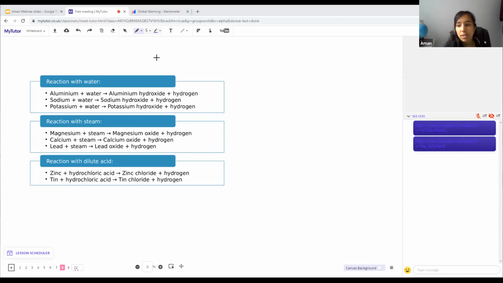So first of all, we started by watching reactions with water. And as I said, when we react our metals with water, a hydroxide is produced. So we had aluminium reacting with water, which produces aluminium hydroxide. So if we wrote out that reaction, we would have aluminium, which is Al, plus water, producing aluminium hydroxide. So aluminium is in group 3, it produces a 3+ ion.